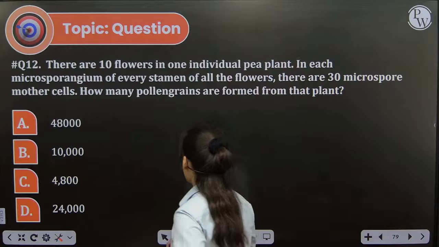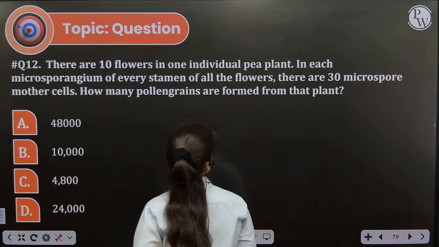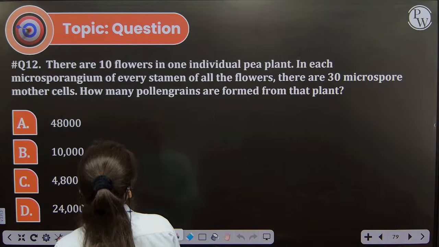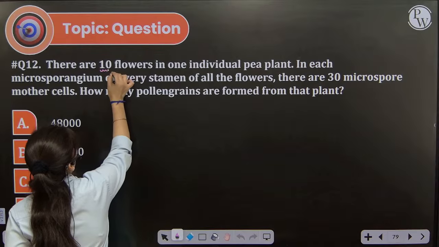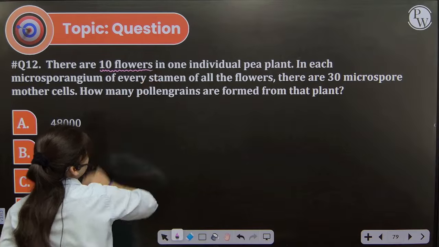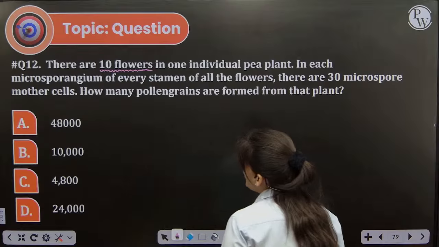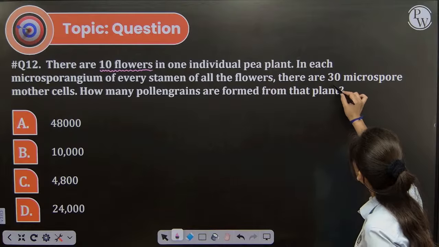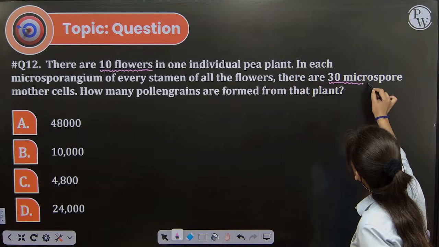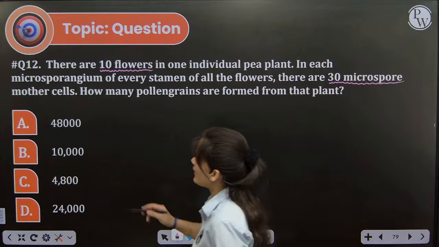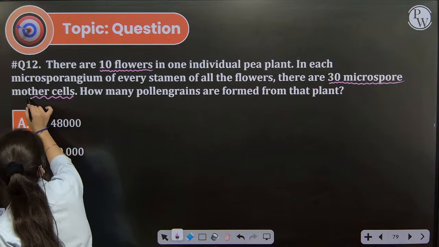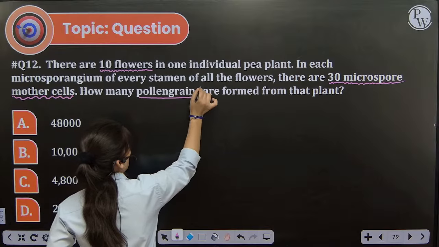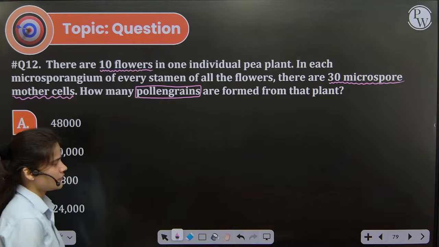Okay, let's discuss. There are 10 flowers in one individual pea plant. What is given? 10 flowers. In each microsporangium of every stamen of all the flowers, there are 30 microspore mother cells. And we are supposed to find out the number of pollen grains formed from that plant.